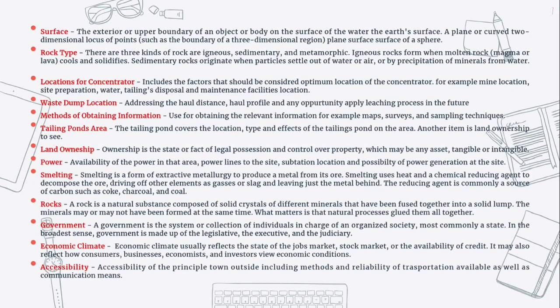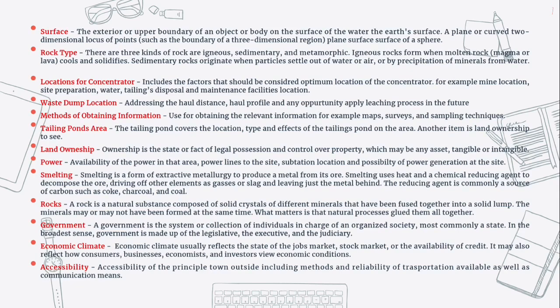Another item is the land ownership. Ownership is the state or fact of legal possession and control over property, which may be any asset, tangible or intangible. The availability of the power in the area, power lines to the site, substations location, and possibility of power generation at the site.